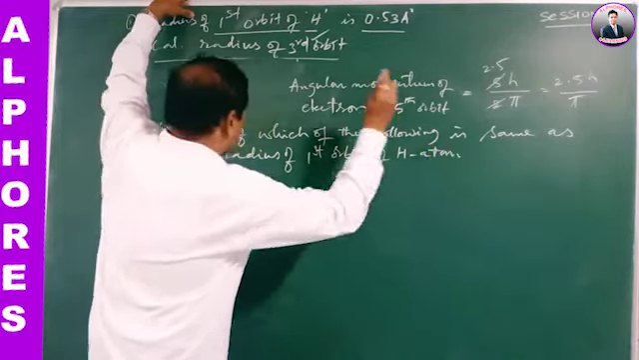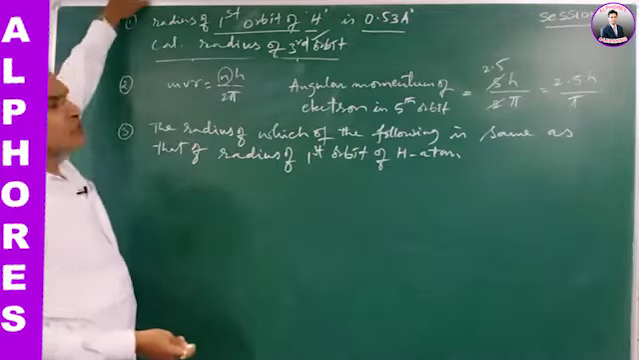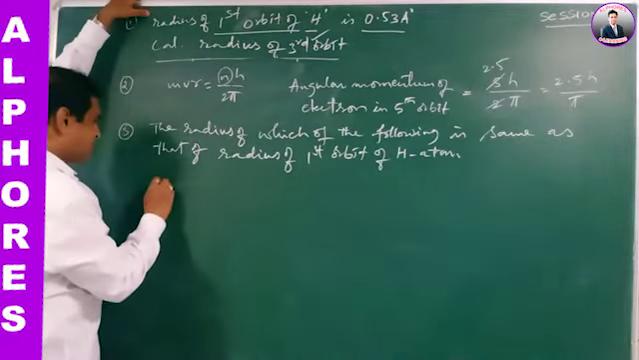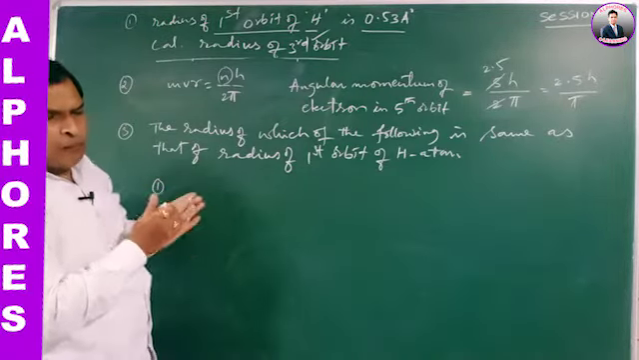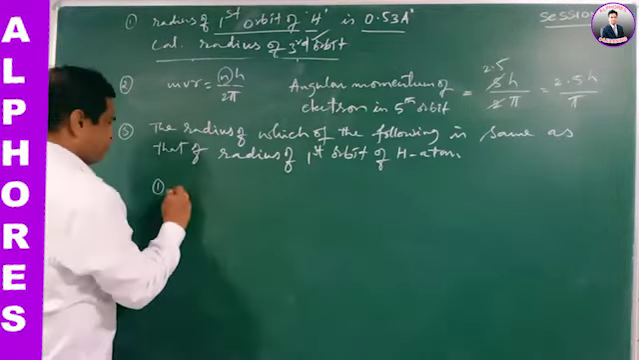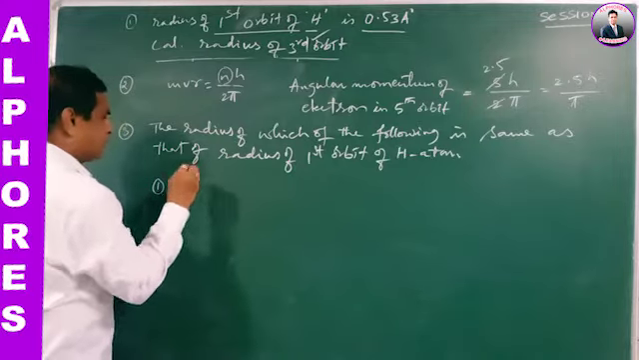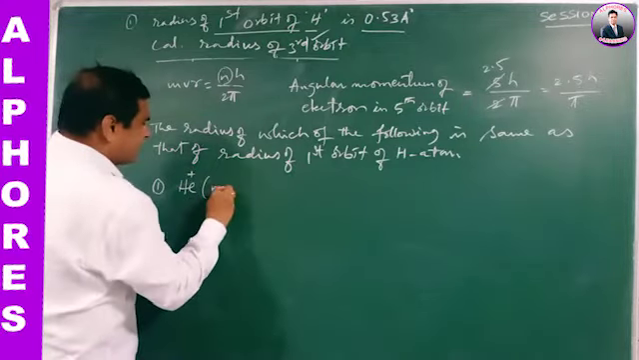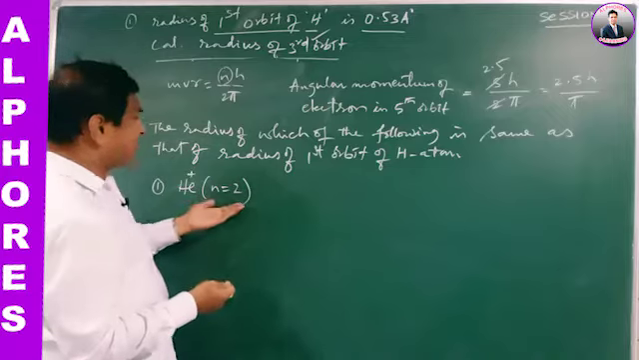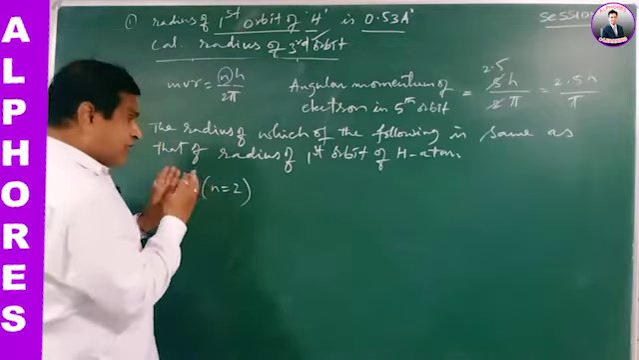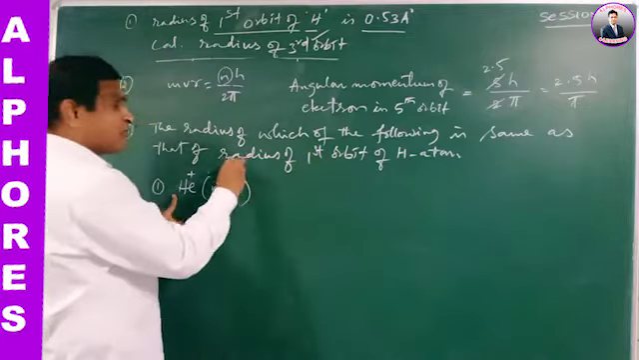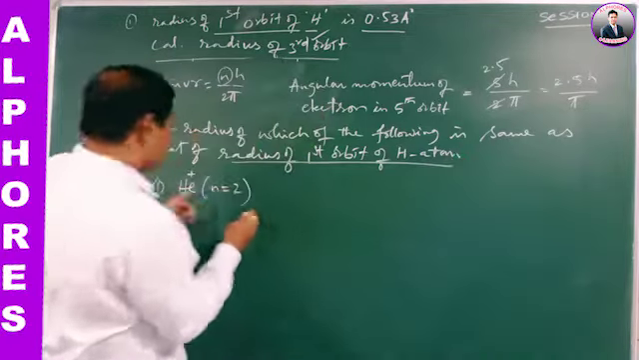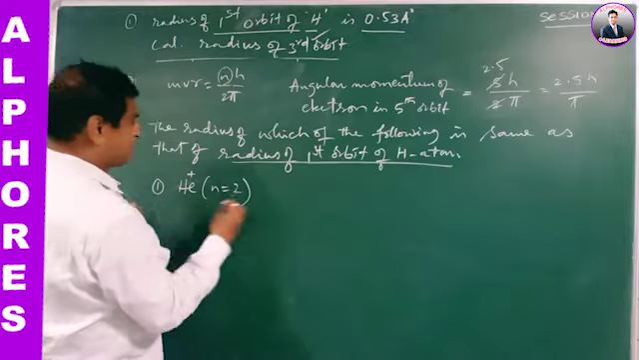So what are the options? What can we consider? Let us consider the first option as helium ion radius, say n is equal to 2. That means the radius of the second orbit of helium ion. Is it equal to the radius of the first orbit of hydrogen atom? That we have to check. This is the first option.